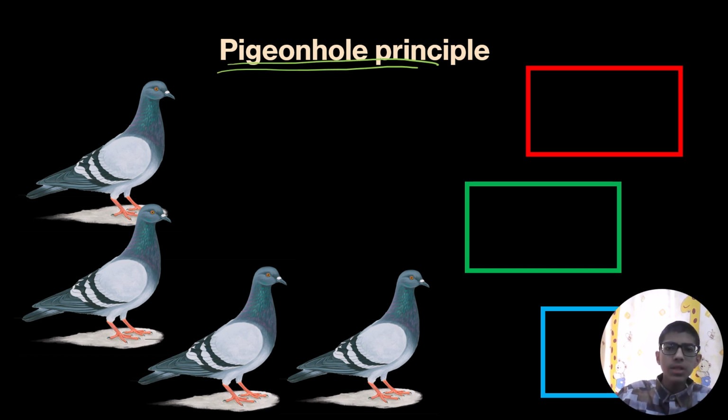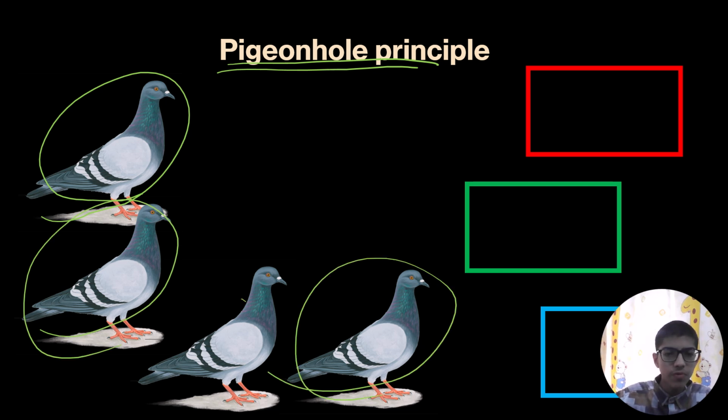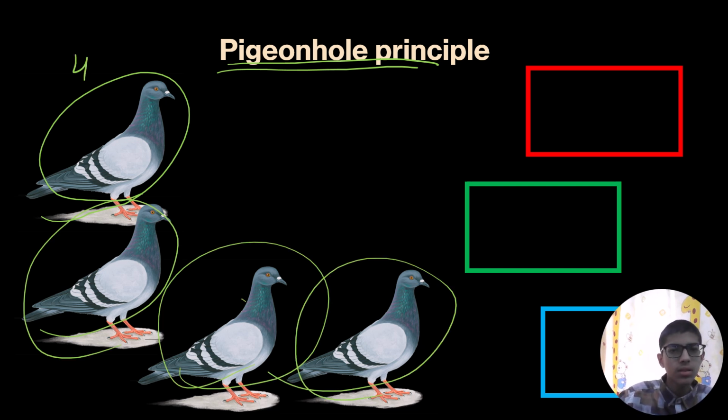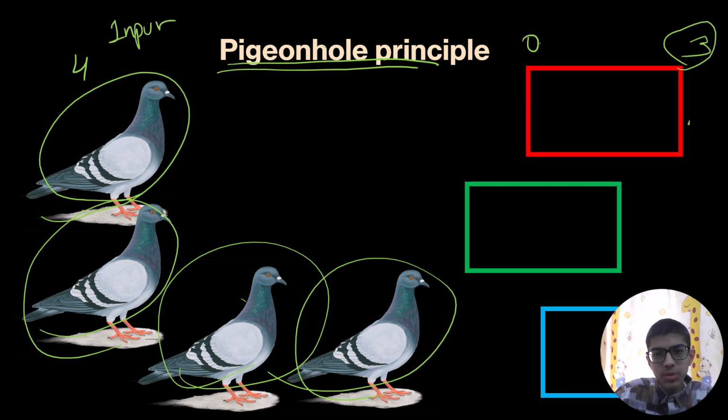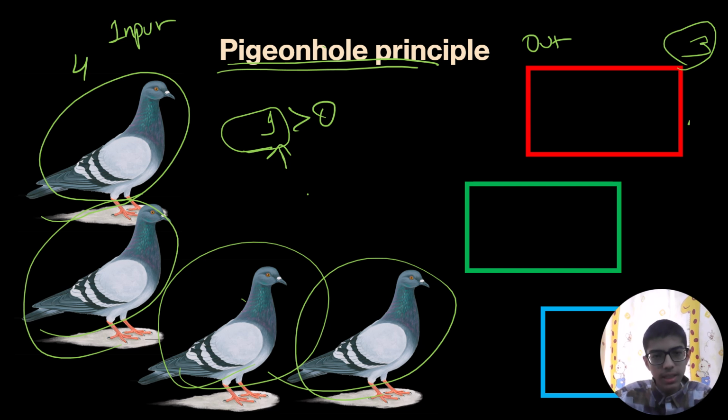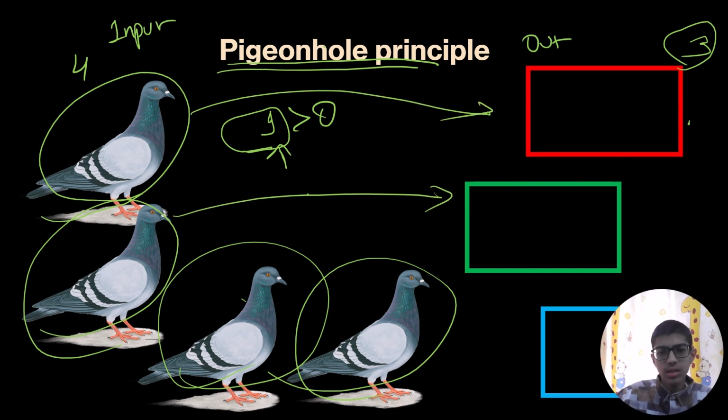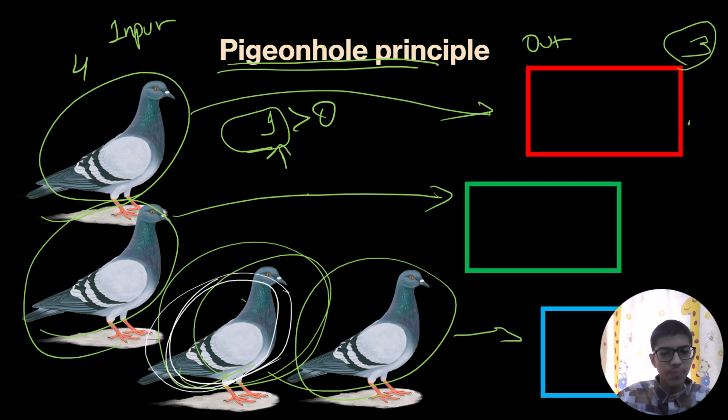Now let's come to the pigeonhole principle. So if we have four pigeons here and three holes here, this is the input space and this is the output space. Since the input space is greater than the output space, at least some elements in the input space are left out. So this can go here. This one is left out in this case, for example.